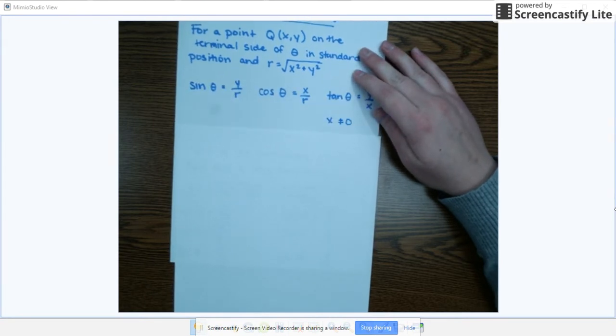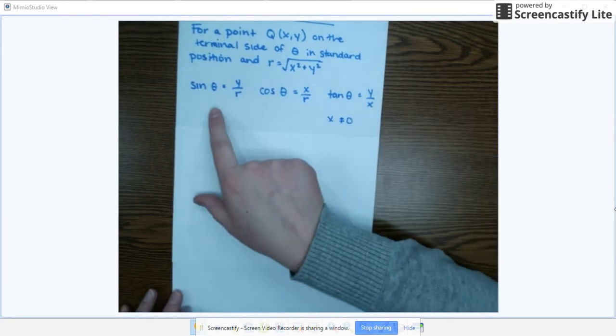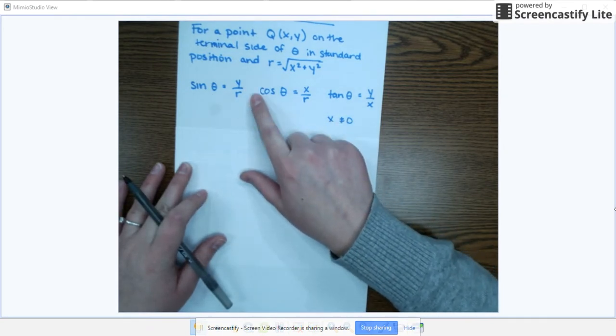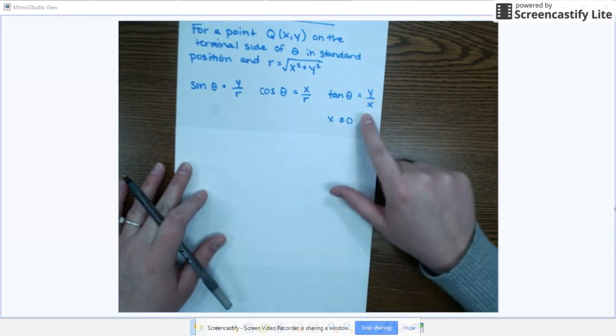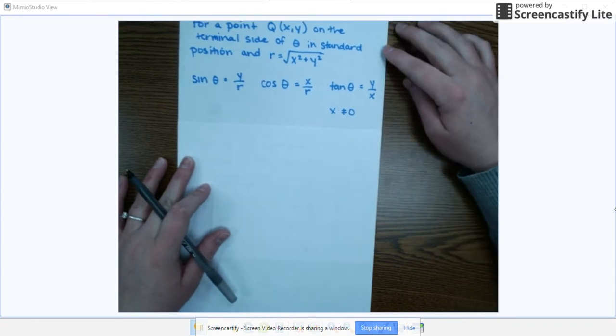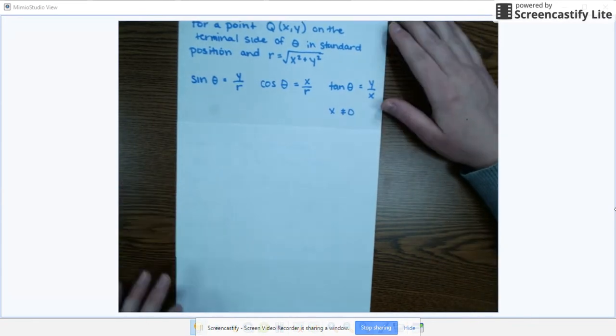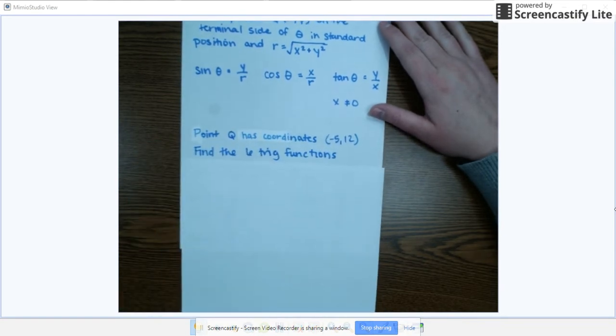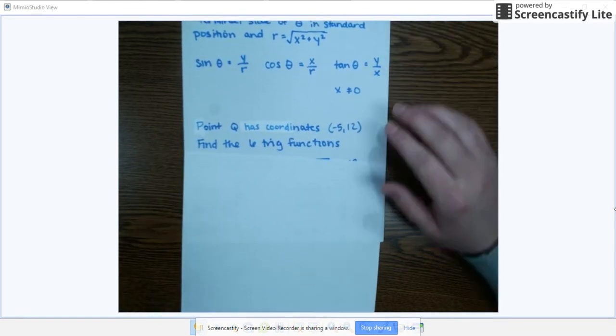It's the Pythagorean theorem, which is where it comes from. And then we'll define all of these trig functions. So sine will be our y value over that r value we just found. Cosine will be x over r, and tangent will be y over x. Obviously, x can't be 0 because we can't divide by 0. But let's go through this example, and I will sketch a picture, so hopefully this makes a little more sense.